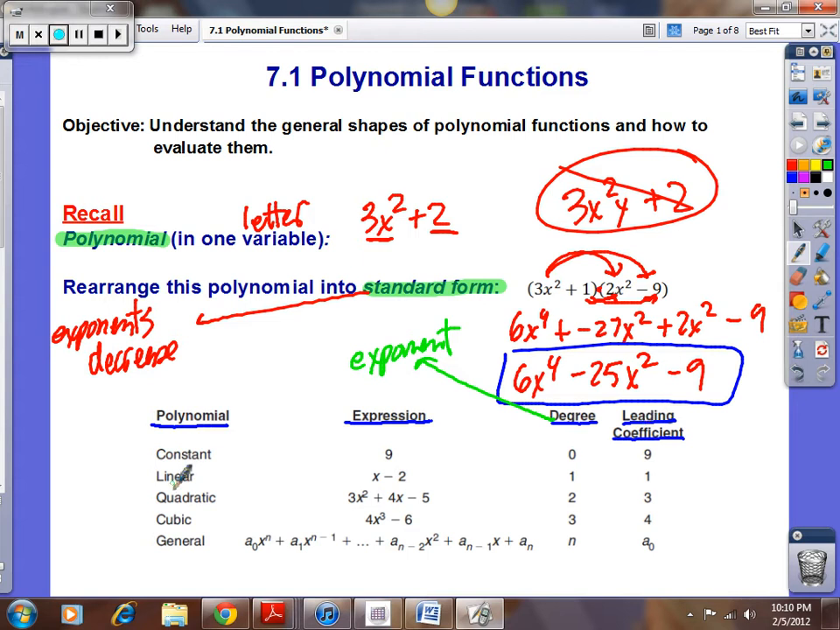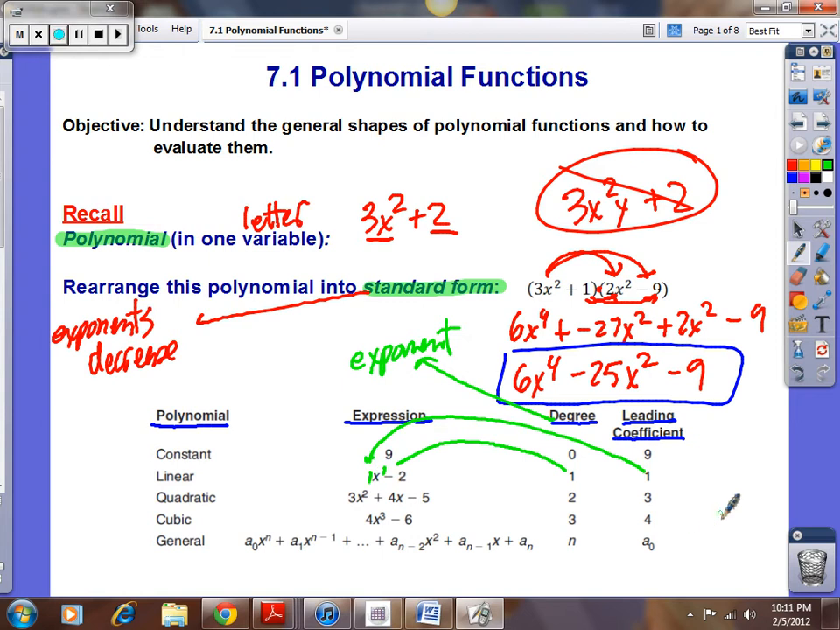So let's look at a linear one. This is where you spend all of your pre-algebra and algebra. X minus 2. There's kind of two terms. That's a polynomial with two terms. So the degree, the 1, where you see the 1 is right here. It's x to the 1 minus 2. The leading coefficient is 1. That is the number in front of your very first term.